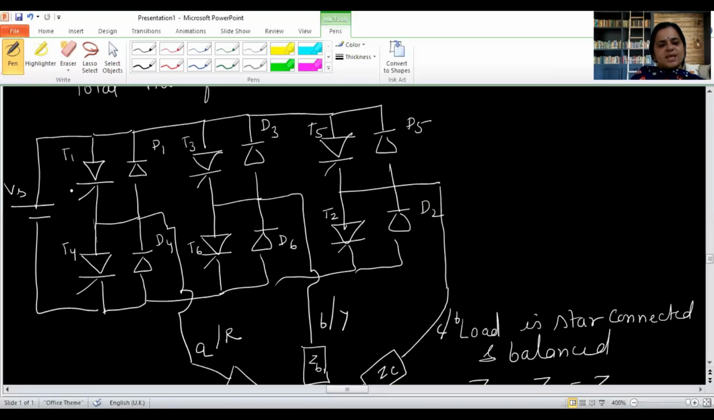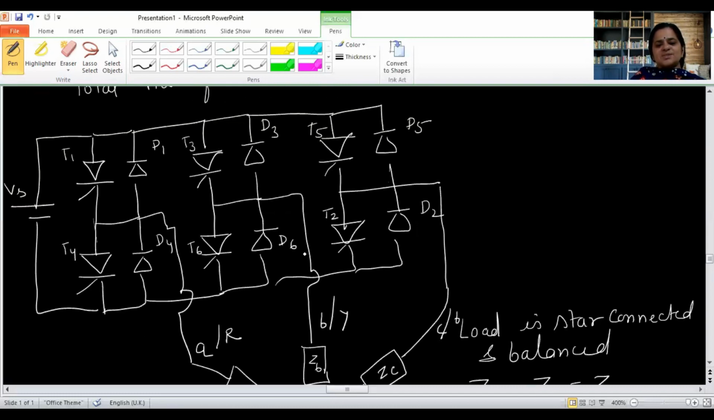And now the next thing is SCRs from the same group. SCRs from the same group means, if you see T1, T3 and T5, you can see that the anodes of these three SCRs are connected to the positive supply. So these SCRs 1, 3, 5 are connected in the same fashion, the anode is connected to the positive supply. 1, 3, 5 will be called the positive group SCRs, as they are connected to the positive supply of the input.